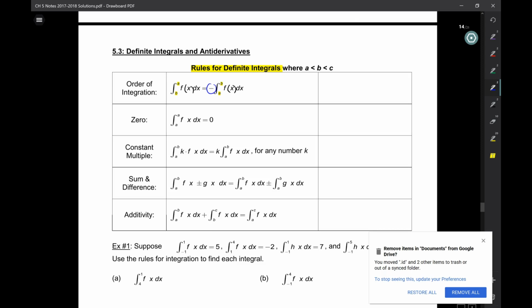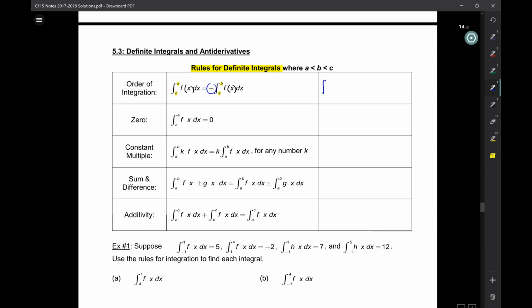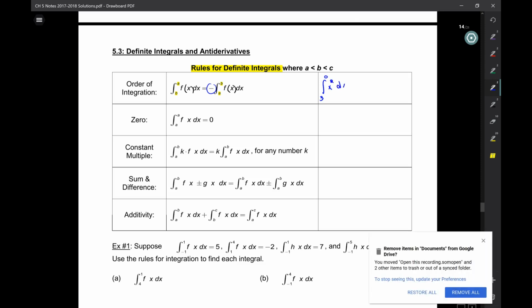Okay? So for example, if you're trying to find the integral from 3 to 0 of x squared dx, that's going to equal the negative of the integral from 0 to 3 of x squared dx.